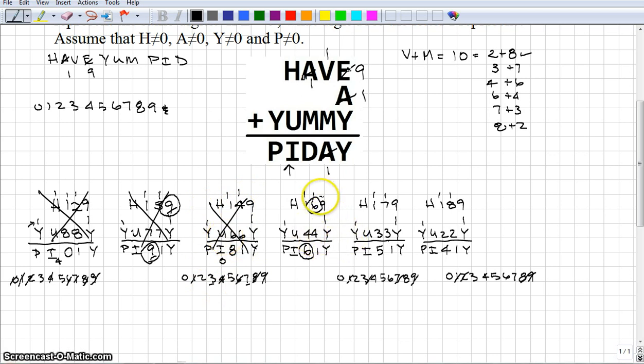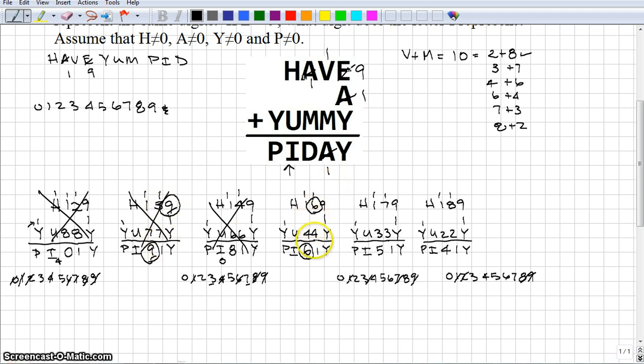All right, the next case for V is 6 and M is 4. Sorry, not A. M is 4. In this case, we have the same issue that we had in the case where V and M are 3 and 7.